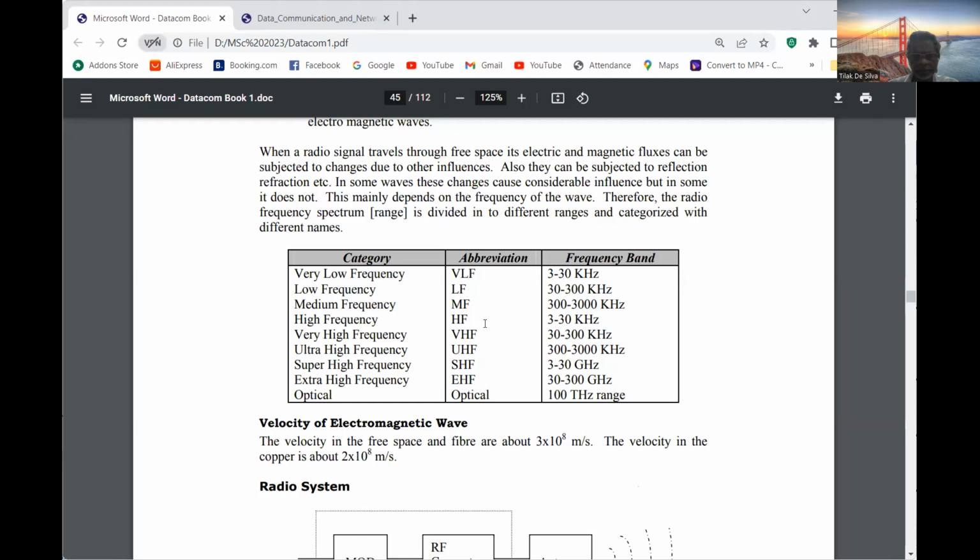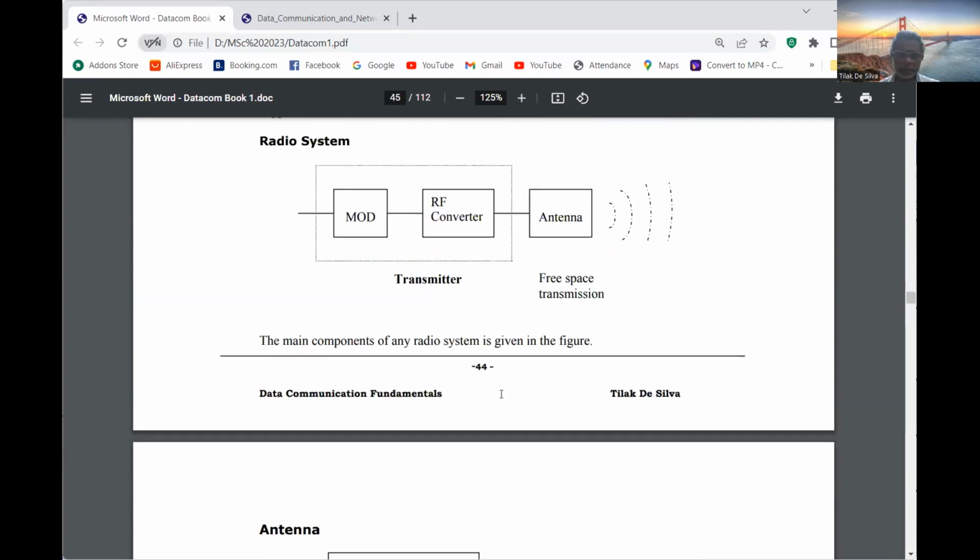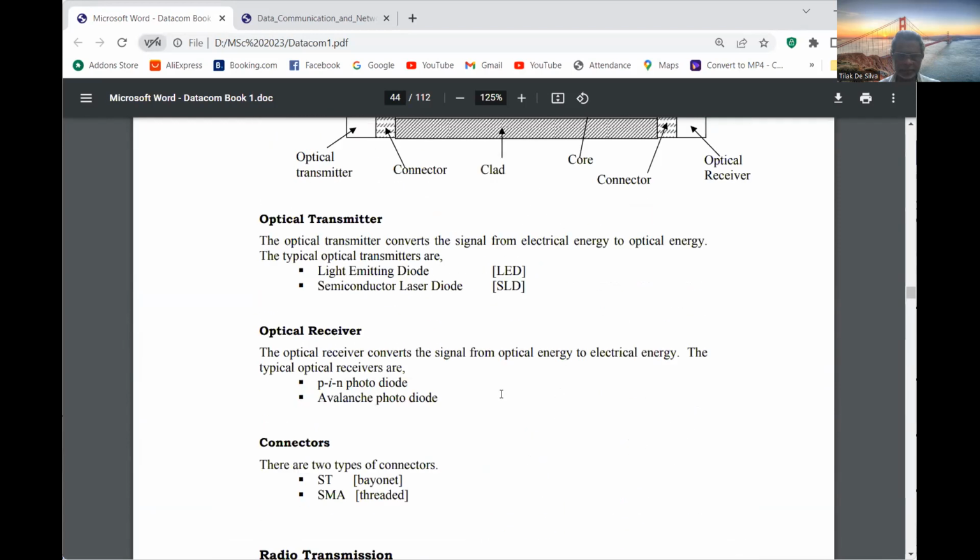Then 3 to 30 megahertz is called high frequency. 30 to 300 megahertz is called VHF, very high frequency. 300 megahertz to 3000 megahertz is called ultra high frequency, or UHF. Then you have the super high frequency, 3 to 30 gigahertz. Then the extra high frequency, 30 to 300 gigahertz. Then the 100 terahertz range is the optical range. In the optical cable, it is going as an optical signal. So that is also an analog signal, right? Right. Any questions from here?